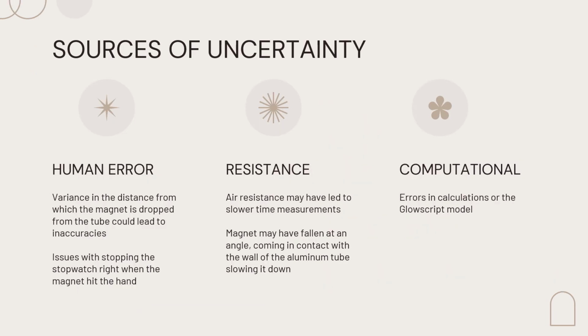So what were some sources of uncertainty? We may have had some human error, so there may have been variance in the distance from where the magnet was dropped from the tube, which could lead to inaccuracies which would make the time change. And then we may have also had issues with stopping the stopwatch at the right time when it hits the hand or when we drop it. And then we may have also had resistance issues like air resistance, which may have led to slower time measurements. And then the magnet may have fallen at an angle, coming in contact with the wall of the aluminum tube, slowing it down. And then we may have had computational errors.